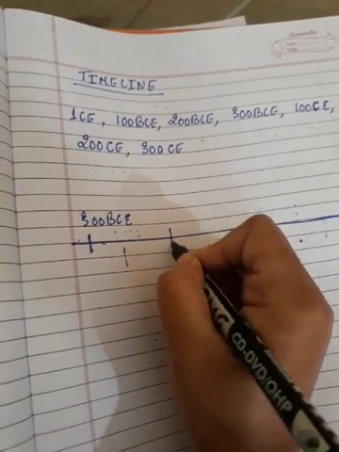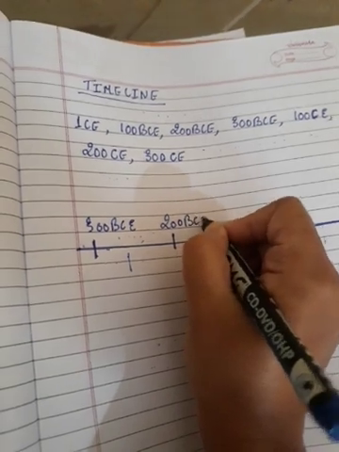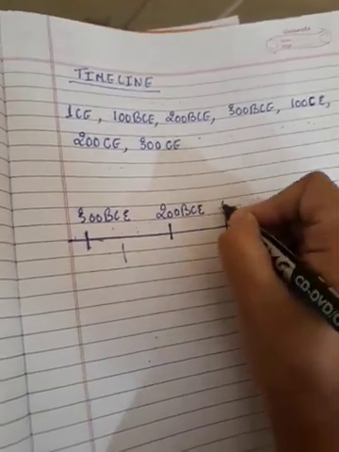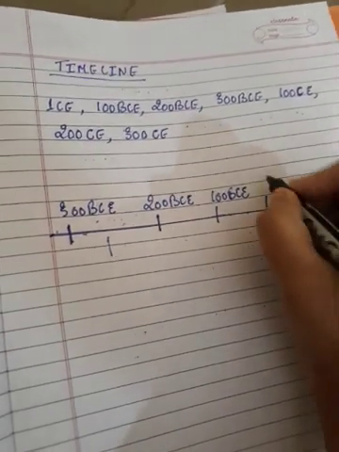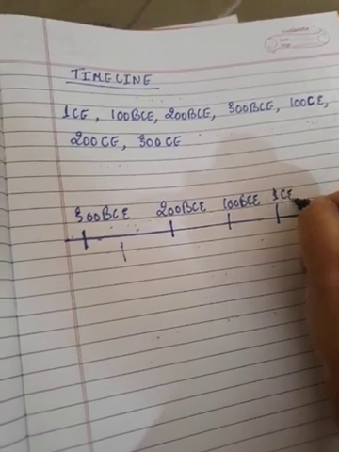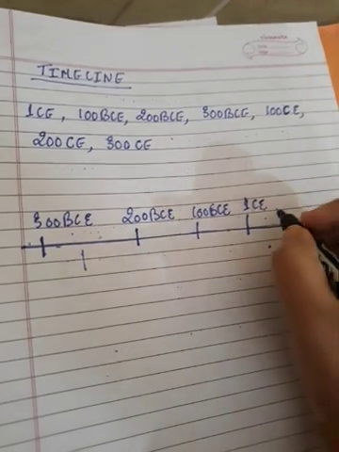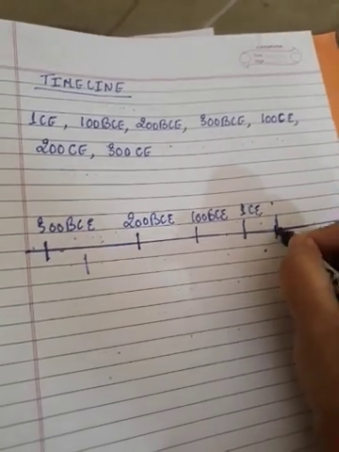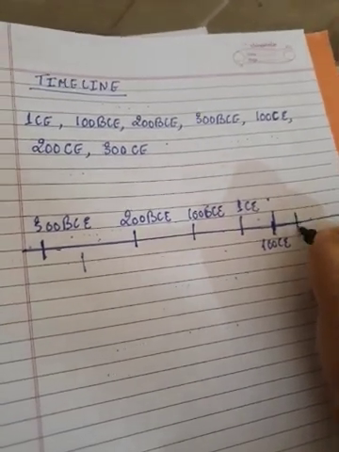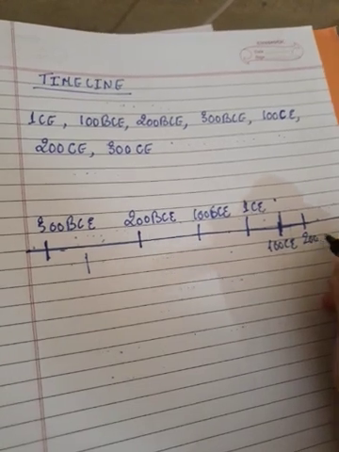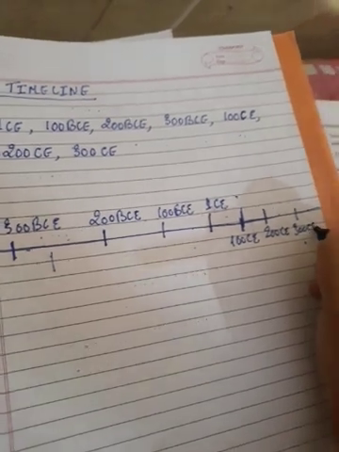Okay, so we have to start with BCE, that is 300 BCE. Okay, next is 200 BCE. Next you have 100 BCE. Okay, and then you have 1 CE. Then what can you write after 1 CE? 100. You can write it here down. 100 CE. Here you can write 200 CE, and here you have to write 300 CE.